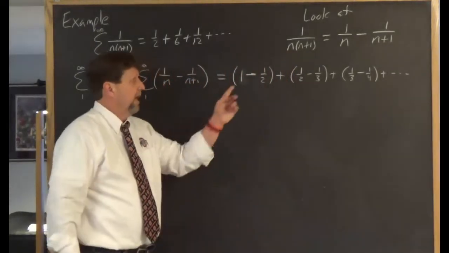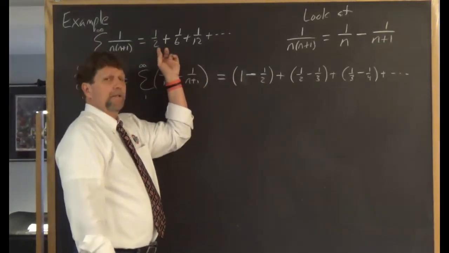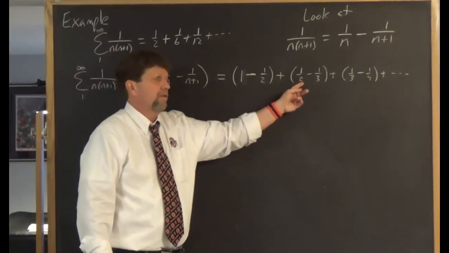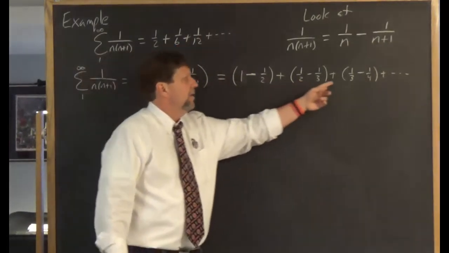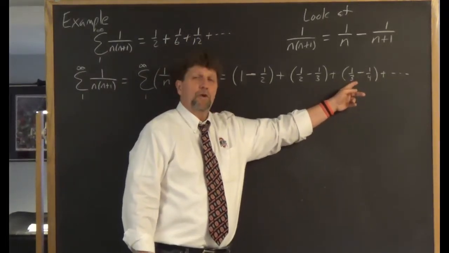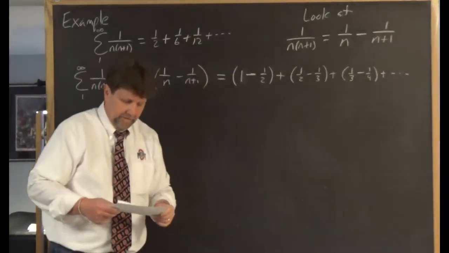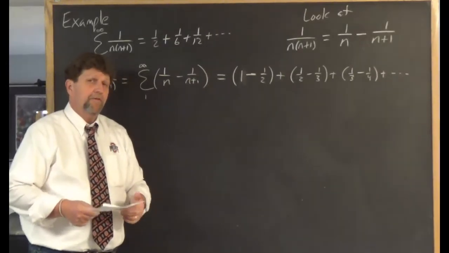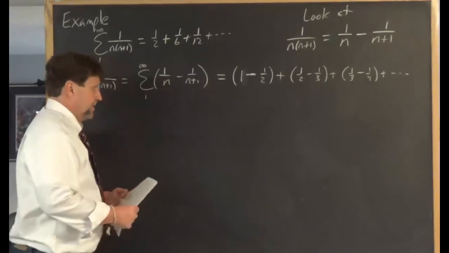And, quick check. 1 minus 1/2, that is 1/2. 1/2 minus 1/3, well, that's 3/6 minus 2/6, that is 1/6. 1/3 minus 1/4, that's 4/12 minus 3/12, that is 1/12. Well, we're going to go through the process of trying to come up with a formula for the nth partial sum.